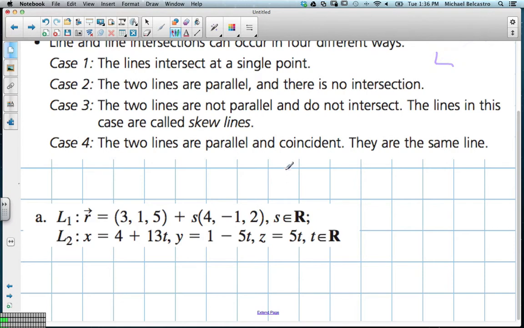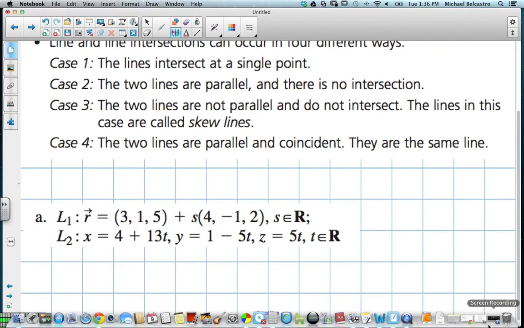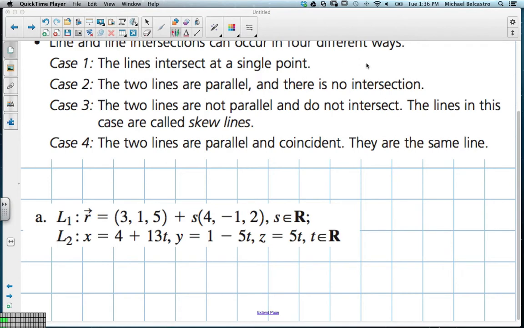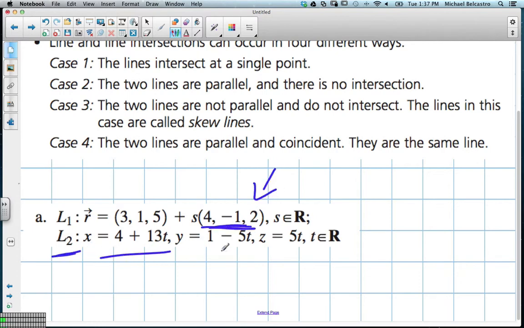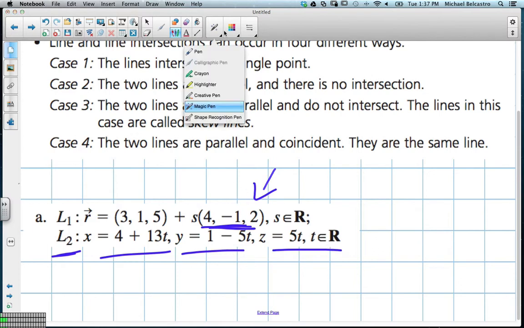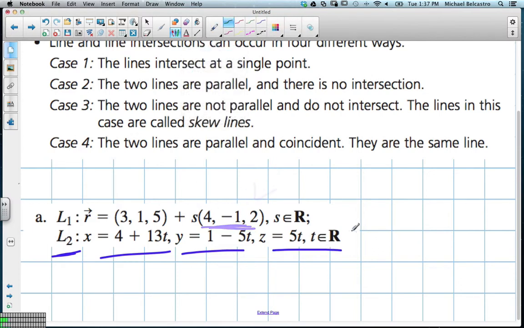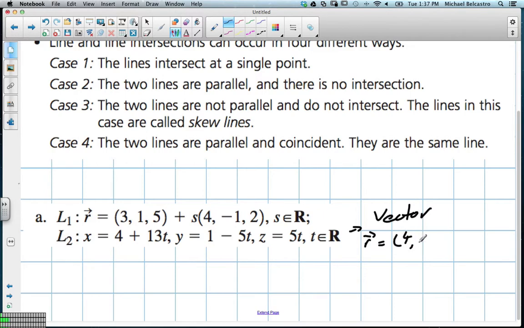The first thing we want to do is check to make sure that our 2 lines aren't parallel. So we're going to put it through a test to see if they're parallel. We're going to be looking for the direction vector. In line 1, they've already given us a direction vector. In line 2, they've given it to us in parametric form, so we can put it back into our vector form if we like. In our vector form, we would have 4, 1, and 0 plus t times 13, negative 5, and 5.